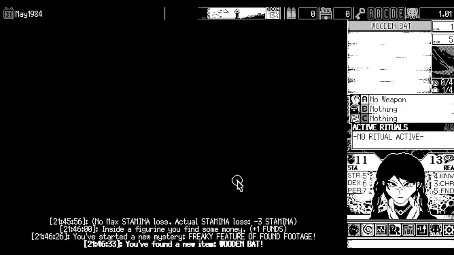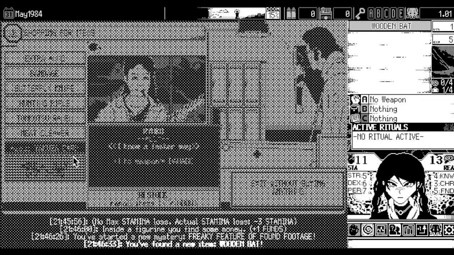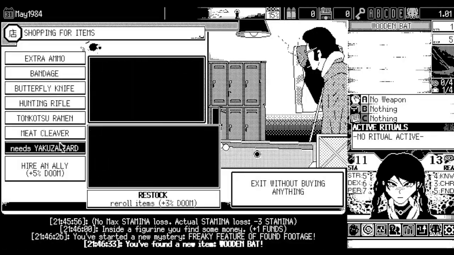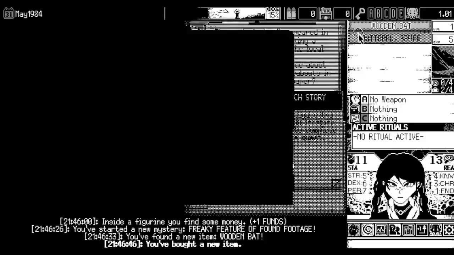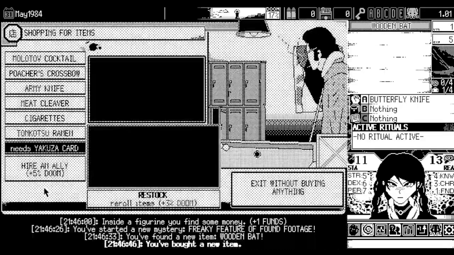Anywho, off we go. We're going to get funds because we need a weapon of sorts. And once I get into investigations, I'll show you what I mean. Butterfly knife, butterfly knife. Get the butterfly knife. Get a weapon first, and then grab the ally.